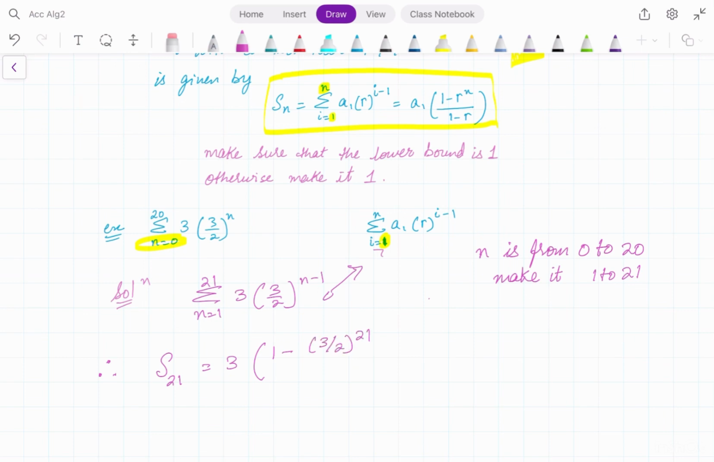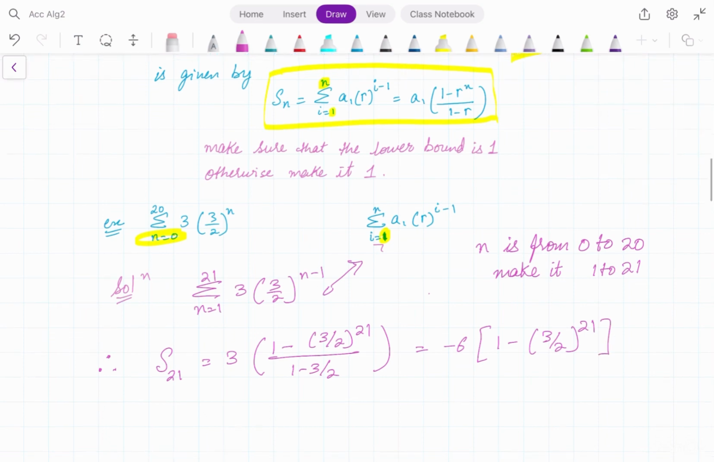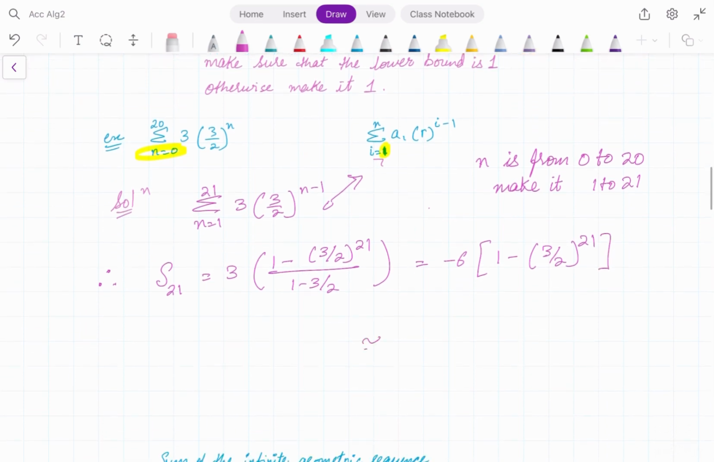So we know I can use the first term, a times 1 minus r to the power of n divided by 1 minus r. Be careful with the fraction. You need a calculator to solve what is 3/2 to the power of 21. So if you simplify it, you should get approximately 29,921.33 or 311.